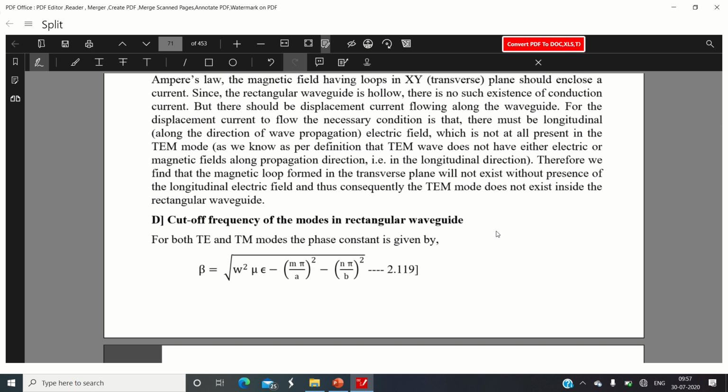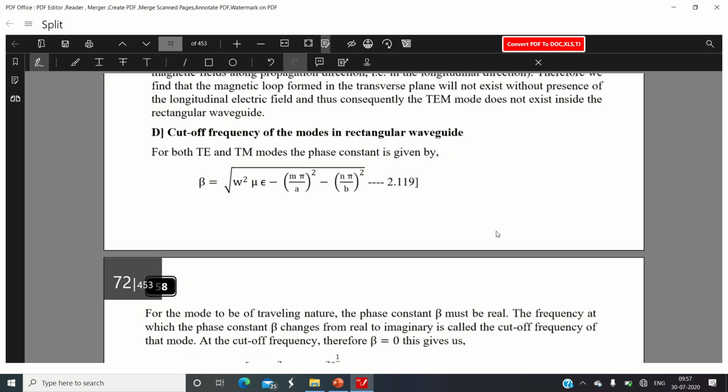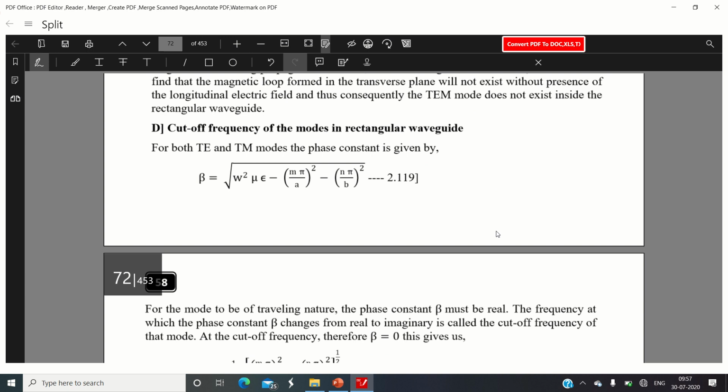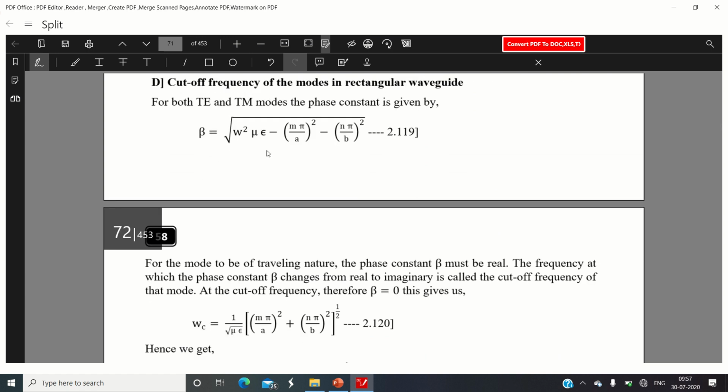So we go ahead and then we will see what the cutoff frequency in the rectangular waveguide is. Okay, so here this particular equation, beta is equal to square root of omega square mu epsilon minus (m pi by a) whole square minus (n pi by b) whole square. This equation gives us the phase constant of the propagating wave in the given rectangular waveguide. And this phase constant equation is the same for TE mode as well as TM mode.